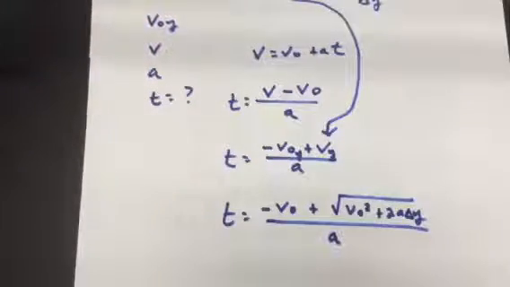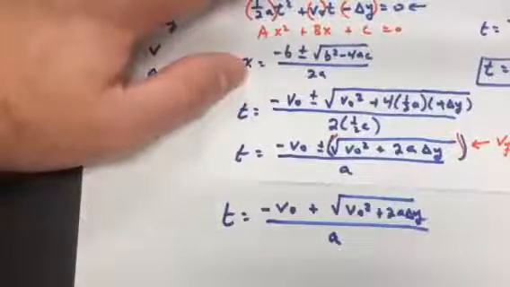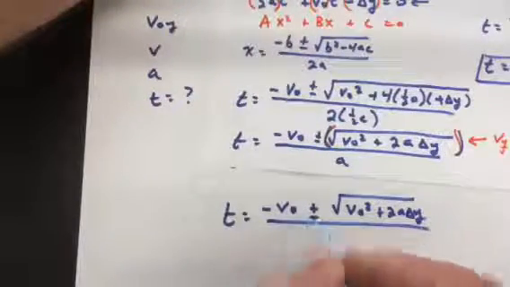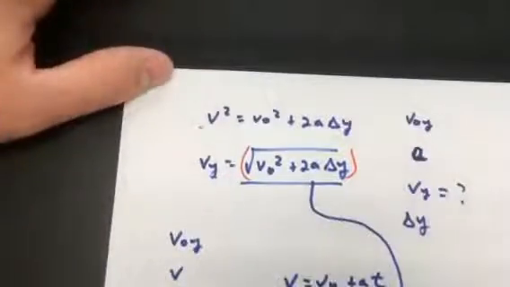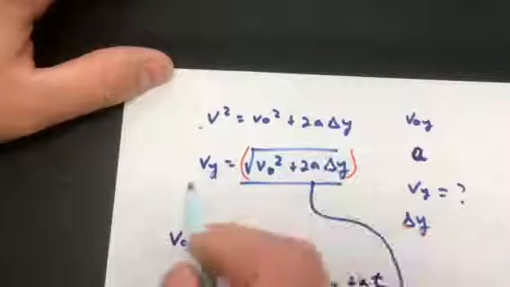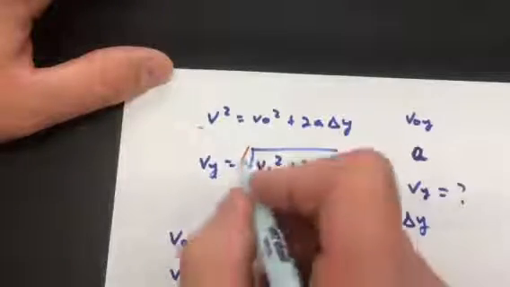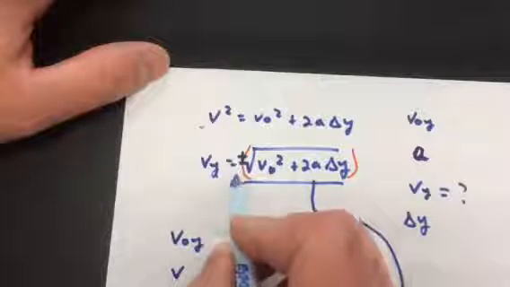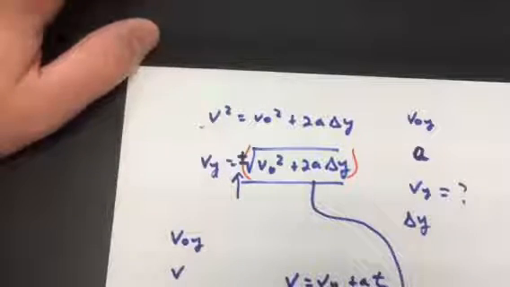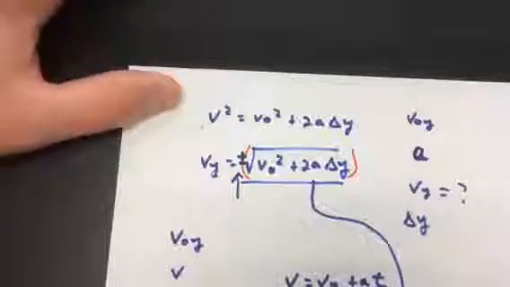Now let's look how similar that is. So we're only missing one thing. The only thing we're missing is plus or minus. Okay? Now if we think about that, every time we take the square root of a side of an equation, it's always plus or minus. So the math kind of covers all of that.